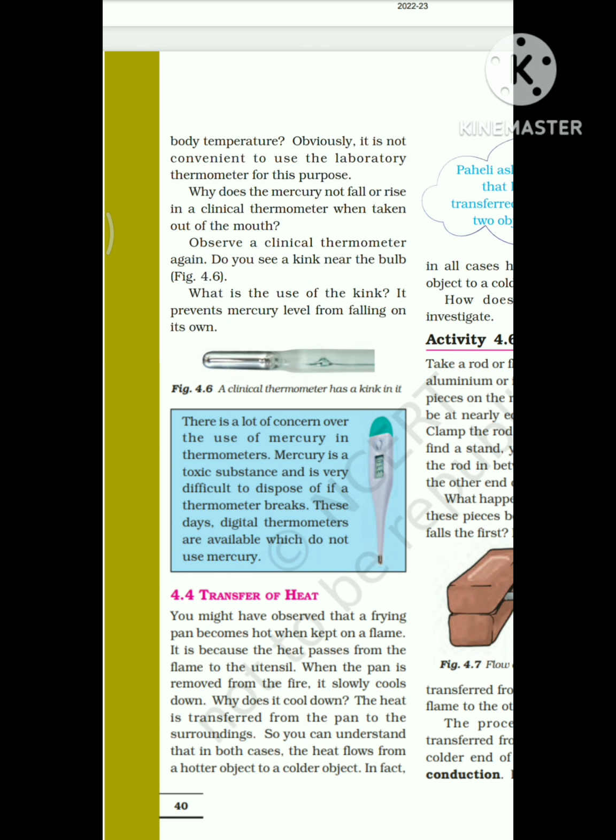There is a lot of concern over the use of mercury thermometers. Mercury is a toxic matter and it is very difficult to dispose of. These days, digital thermometers are available which do not use mercury. And I am going to end this video and I will make another video to continue this chapter.